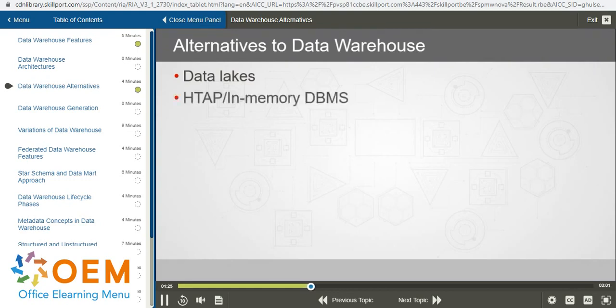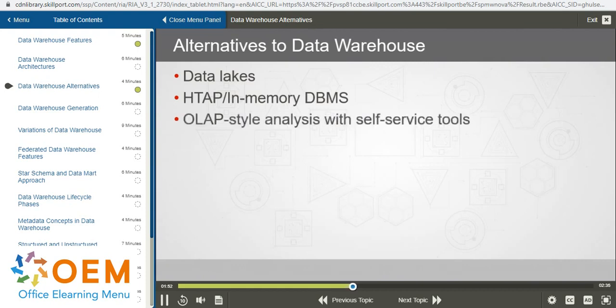Another alternative is HTAP or in-memory DBMS. HTAP is short for Hybrid Transactional Analytical Processing. HTAP is different from the traditional data warehouses since it combines the strategy of OLTP feed and OLAP capabilities. And since it is facilitated in memory, we also call it Memory DBMS.